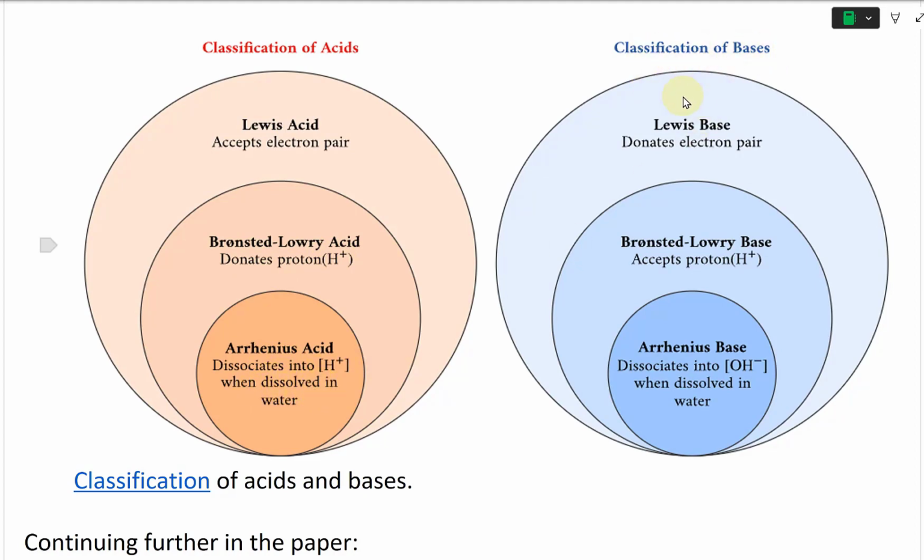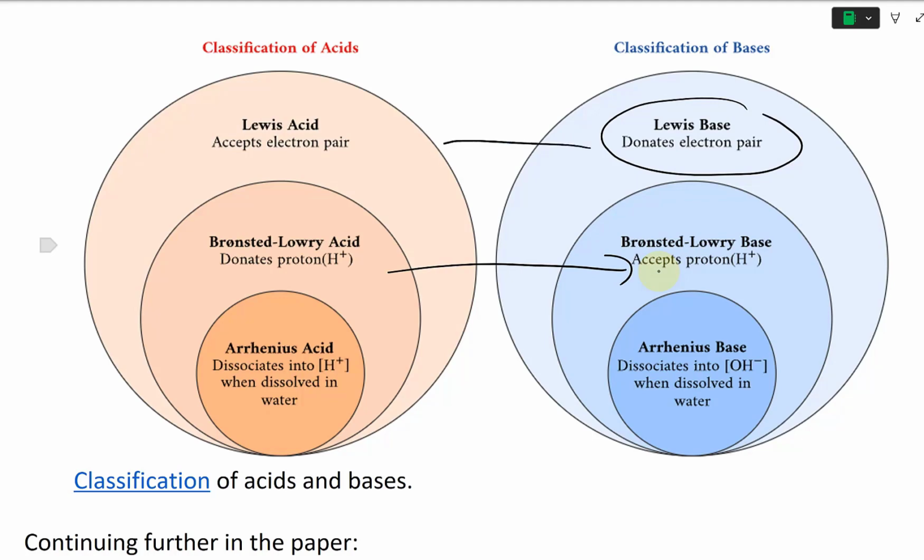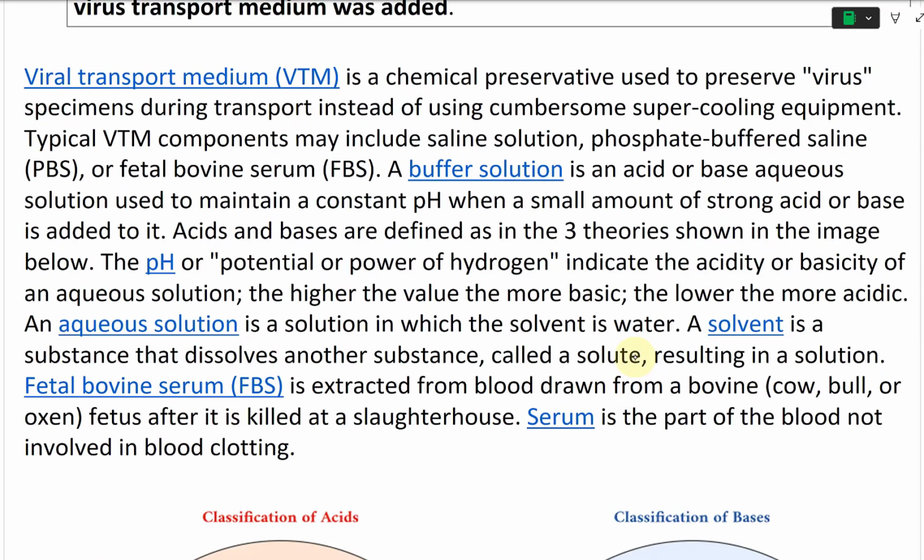And then classification of bases, you have the opposite. Lewis base donates an electron pair instead of accepting. This one's accept, this one's donate. Then Bronsted-Lowry base accepts this proton. So this one accepts it, whereas this one donates this electron pair over to this. And then the Arrhenius base dissociates into OH- when dissolved in water. So acids go into plus in water, and this one, OH-, dissociates into that. All right. Let's go back up here.